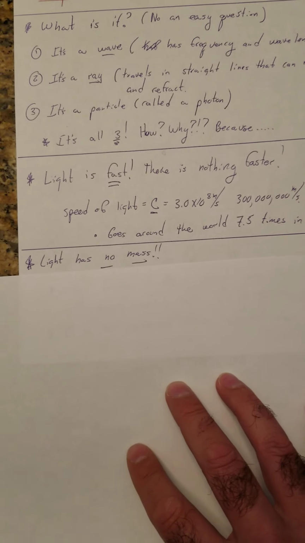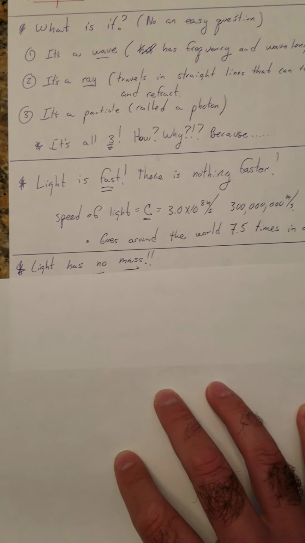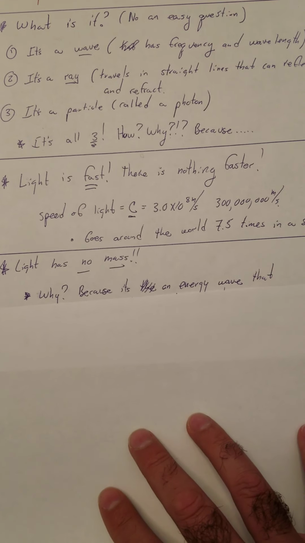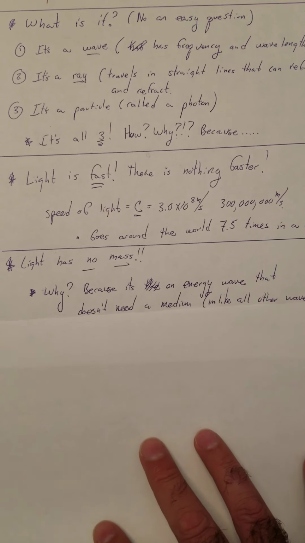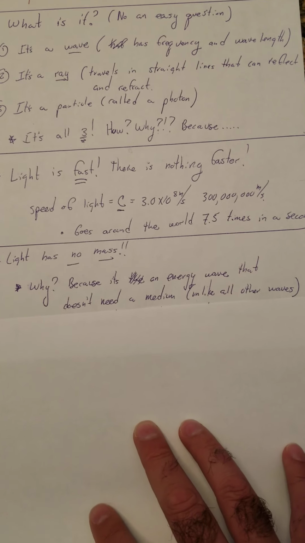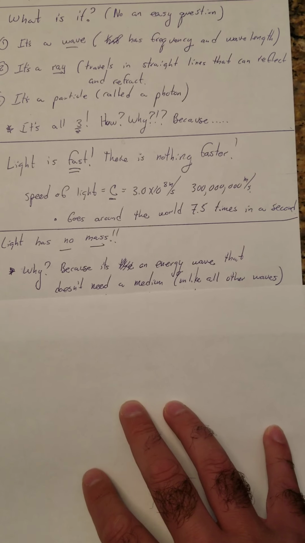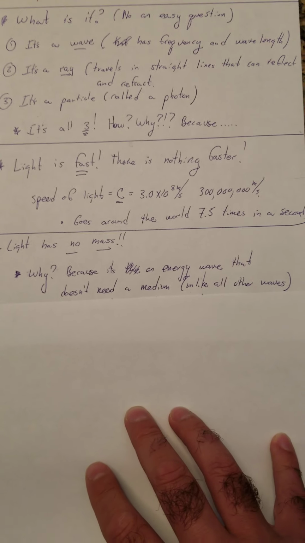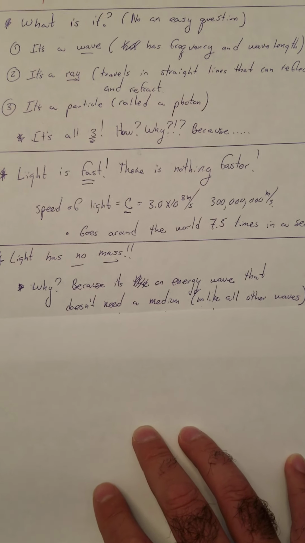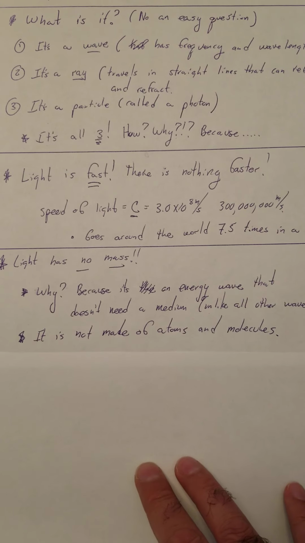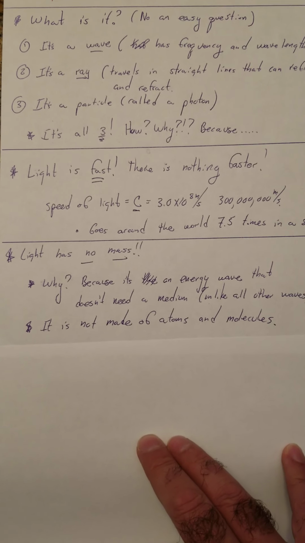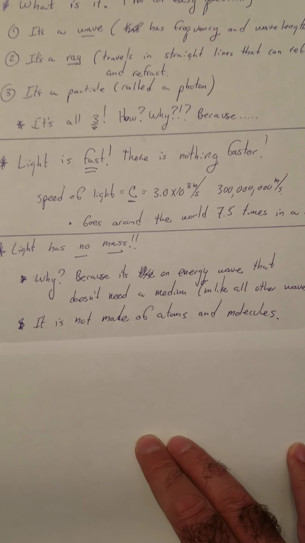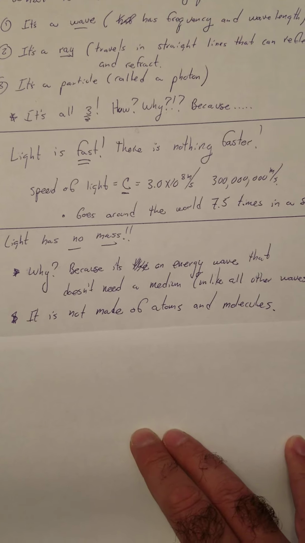Next thing, light has no mass. You can't measure kilograms of light. That is not possible. Why? Because it's an energy wave that doesn't need a medium, unlike all other waves. All of the waves that we've looked at, sound waves, earthquake waves, vibrations, pendulums, all that stuff, they all require a medium, but light does not because it's an energy wave. Also remember that light has no mass because it is not made of atoms or molecules. So it is not made of matter, therefore it has no mass. It is just energy.